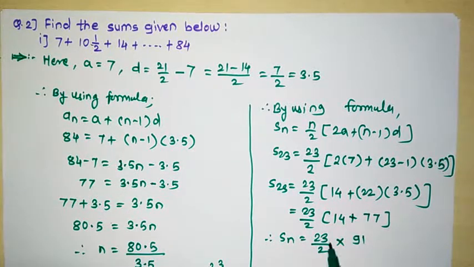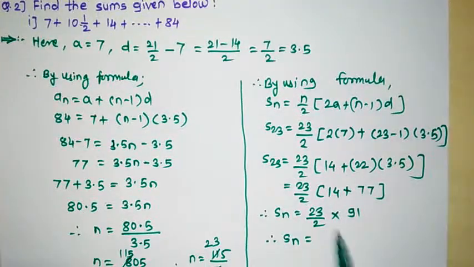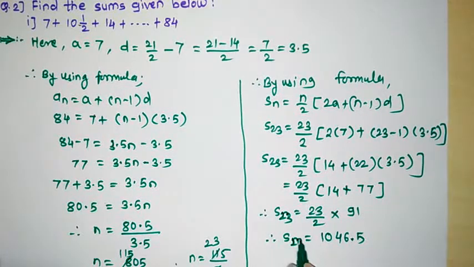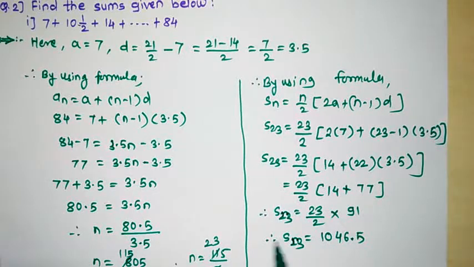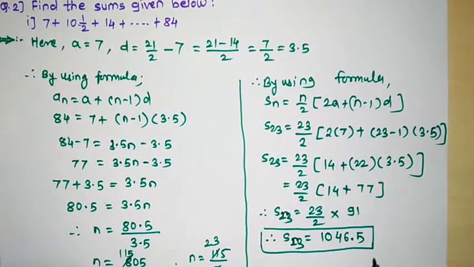Now we got this much, 23 by 2 into 91. We have to solve this. After solving this, we will get 1046.5. Sorry, this is the sum of the first 23 terms, S23. Now we got S23 is equal to 1046.5. Therefore, we can say that the sum of the given terms is 1046.5.